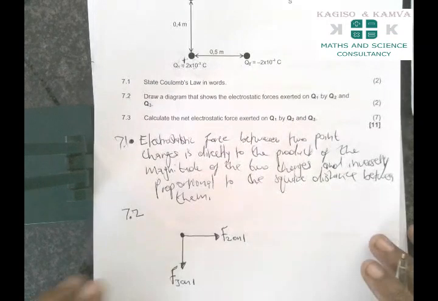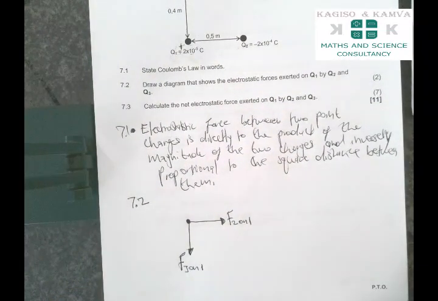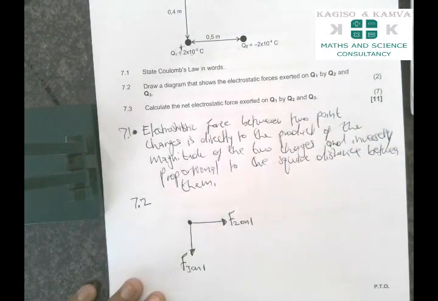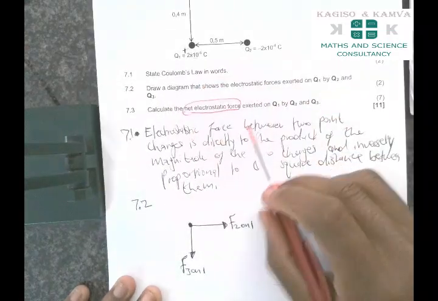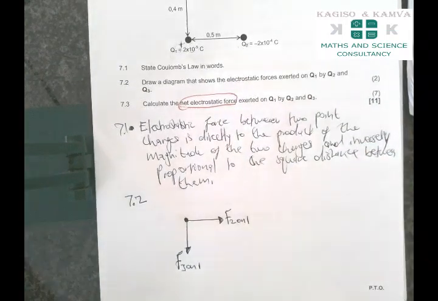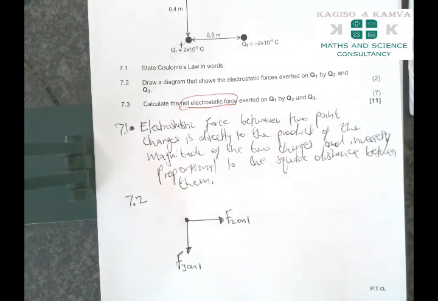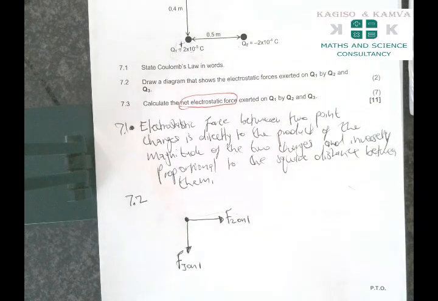Yes. Good. And then the last question, what are we asked there? We are asked to calculate the net electrostatic force exerted on Q1 by Q2 and Q3. Now what do we see here? This is 2 dimensions, 2D. The forces acting here are in 2 dimensions, because we have one acting horizontally and the other acting vertically. Are we together, good people?